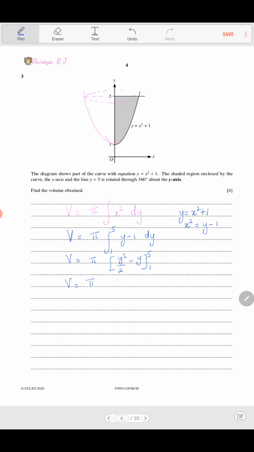Now we replace y by 5. We obtain 25 over 2 minus 5, minus, next we replace y by 1, half minus 1. And the final answer is 8 pi unit cube. So this is the volume. You must not forget the pi.